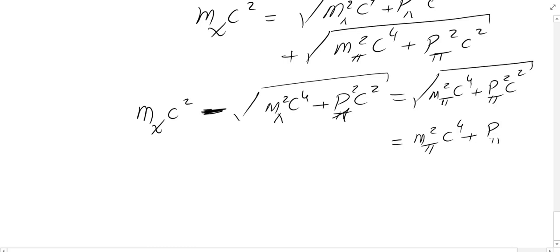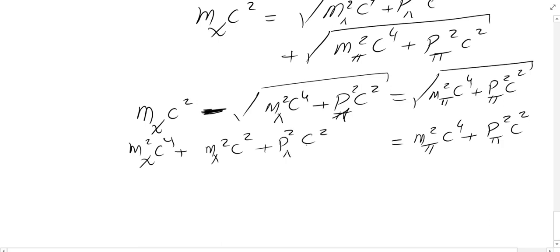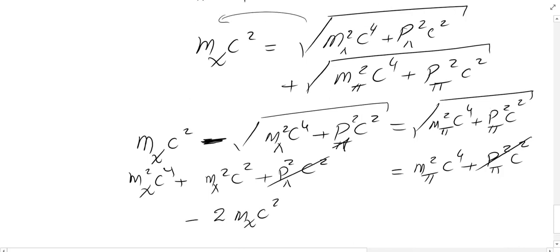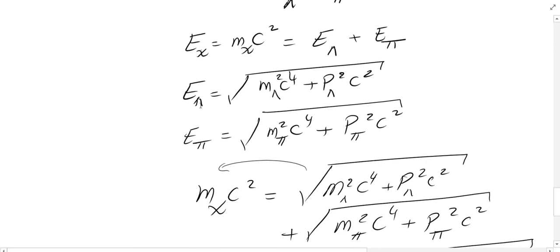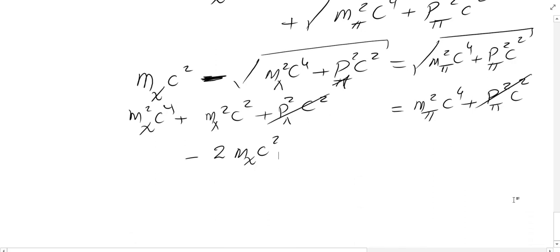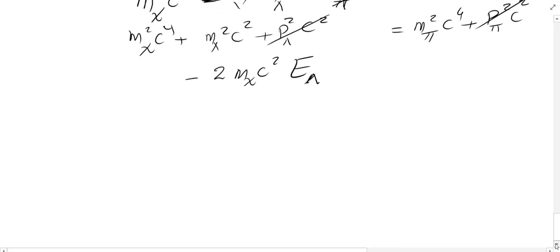If I square both sides, on one side I will have m pi squared c to the power 4 plus p pi squared c squared, and on the other side I will have m chi squared c to the power 4 plus the square of this number, which is m lambda squared c to the power 4 plus p lambda squared c squared. Now I can cancel this term right away because the momenta are equal, minus 2 times m chi c squared times a quantity which is actually the total energy of the lambda particle, E lambda. After I find E lambda, I subtract from it the rest mass energy of the lambda particle, and then I have the kinetic energy. That's basically in a nutshell what we're doing.